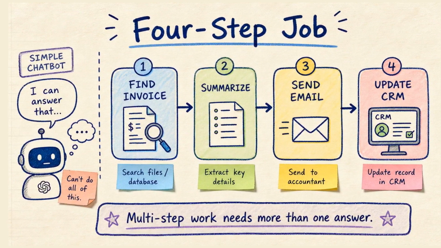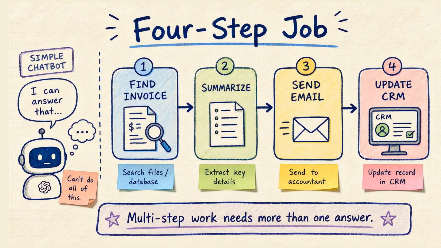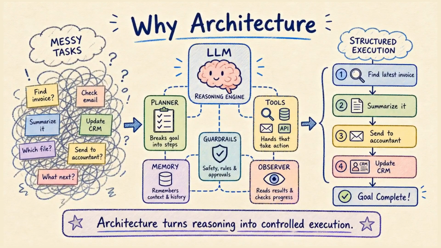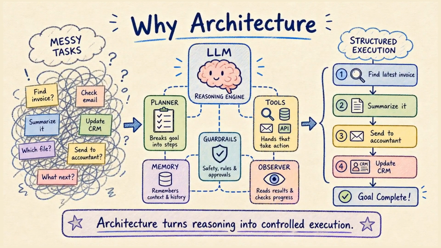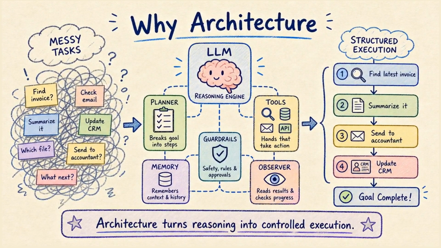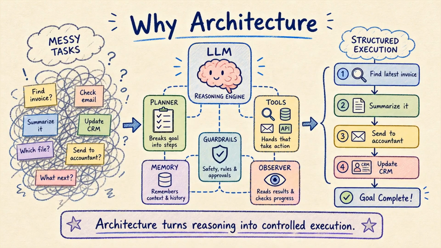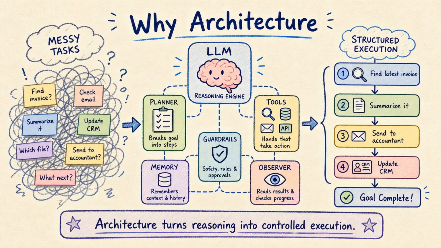If the job is to find the latest invoice, summarize it, send it to an accountant, and update the CRM, one answer is not enough. A language model can explain what should happen, but it cannot reliably manage every step on its own. The missing piece is architecture, the parts around the model that turn words into controlled execution.